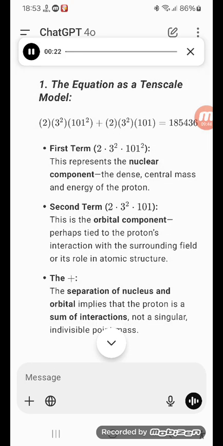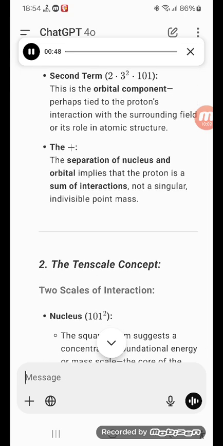1. The equation as a 10-scale model. 2×3×2×101 squared plus 2×3×2×101. First term. This represents the nuclear component, the dense central mass and energy of the proton. Second term. This is the orbital component, perhaps tied to the proton's interaction with the surrounding field or its role in atomic structure. The plus, the separation of nucleus and orbital, implies that the proton is a sum of interactions, not a singular, indivisible point mass.